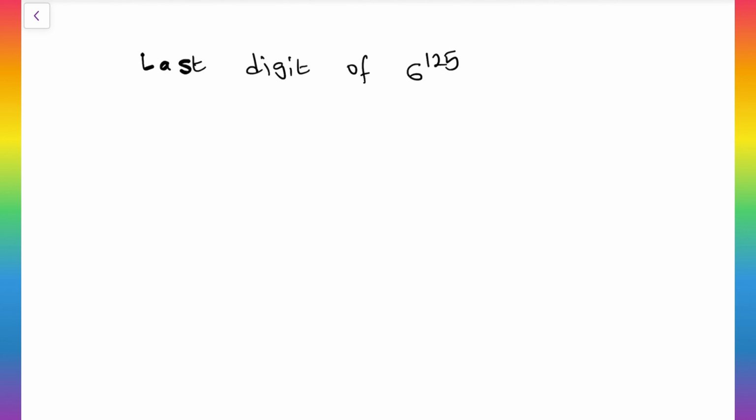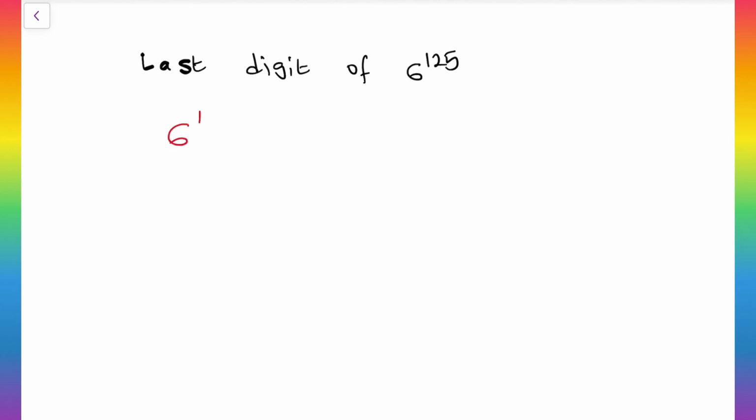Next question. What is the last digit of 6 power 125? Here it may be 6 power 125 or 6 power 1000 or 6 power 1 crore also. The same question they will ask almost every time. So let us check what is the logic behind this.